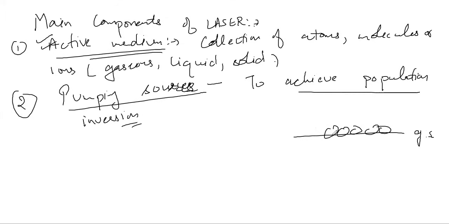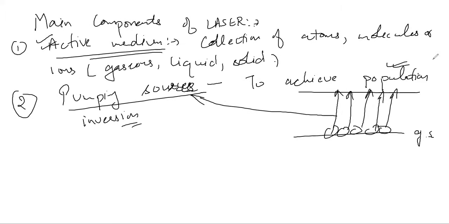You need some mechanism to pump these atoms from the ground state to the higher state, and this is basically your pumping source. It could be a flashlight. It could be an electric discharge. It could be anything which basically generates photons in such a way that those photons are absorbed and atoms are excited from the lower state to the higher state, so that you can achieve a population inversion in that particular material. The third main component is going to be optical resonators.